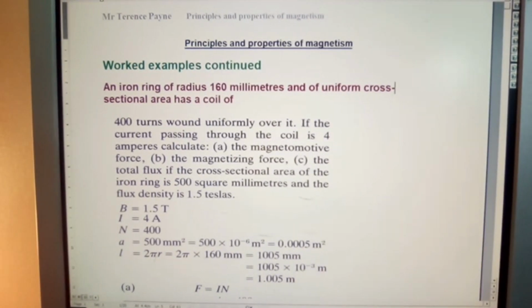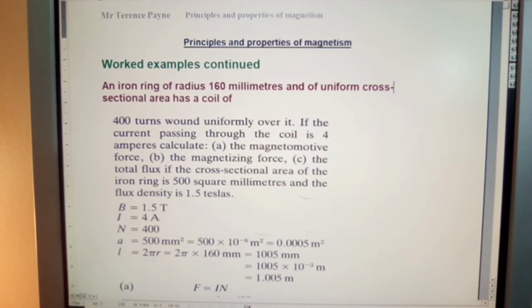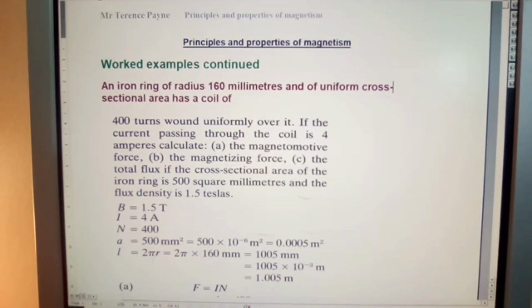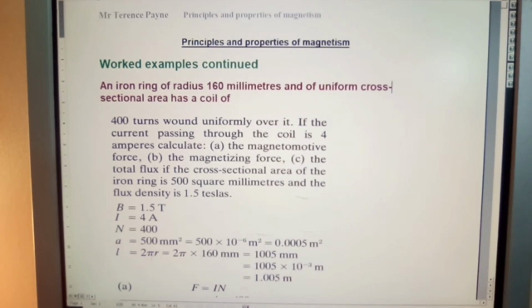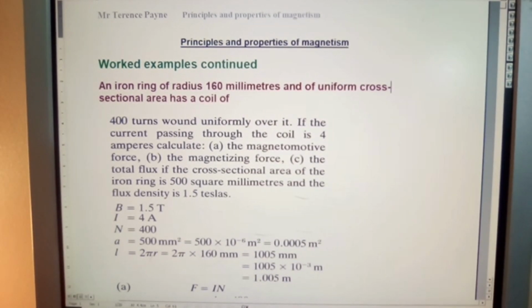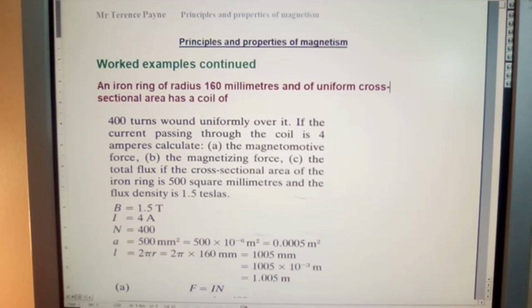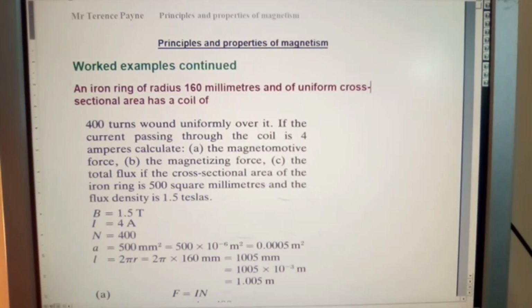Now I'm going to be doing this in 4 sections. So there's going to be a part 1, part 2, part 3 and a part 4. This is simply to make it easier to understand, so I'm trying to make sure that I do it in bite-sized chunks. That's the idea.